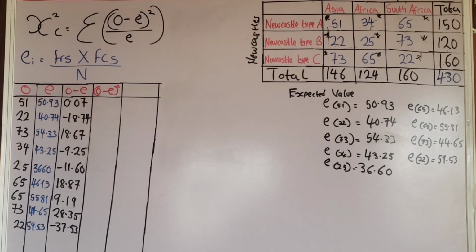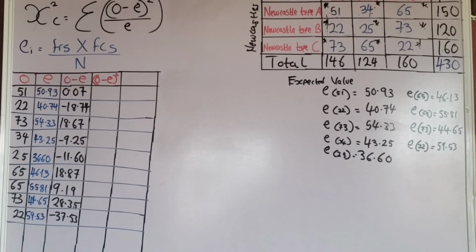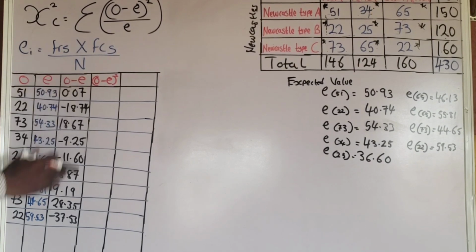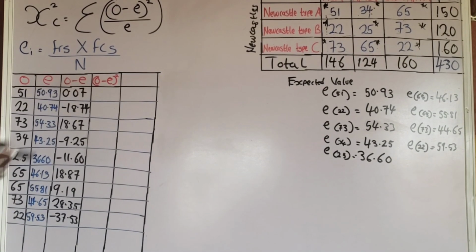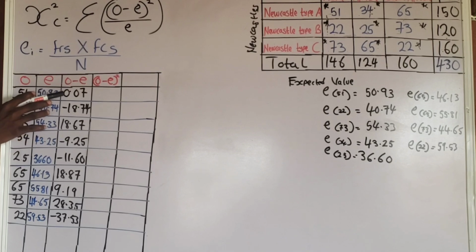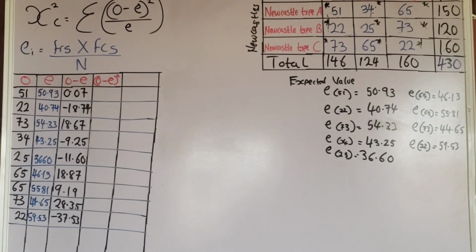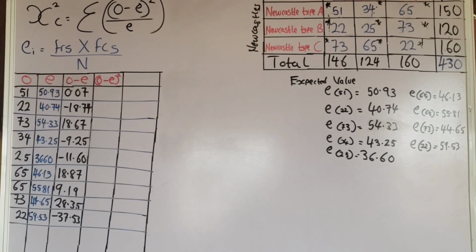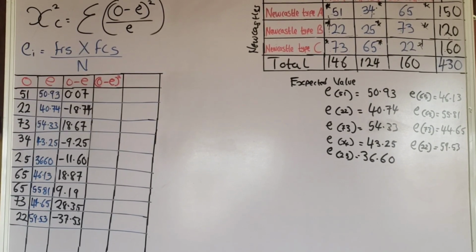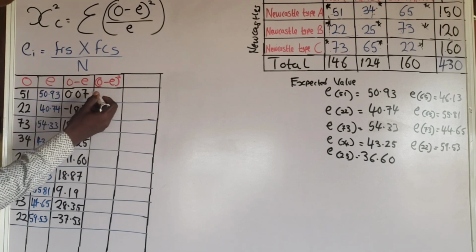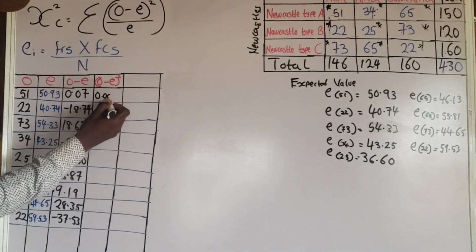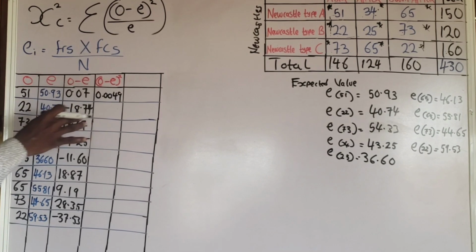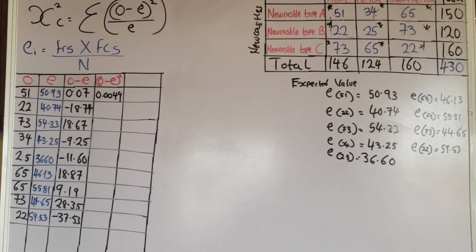Okay, so let's get the observed minus expected squared. That means we are going to square all these values. To get the value for these cells, we have to square 0.07. 0.07 squared is 0.0049. So here I'm going to have 0.0049.